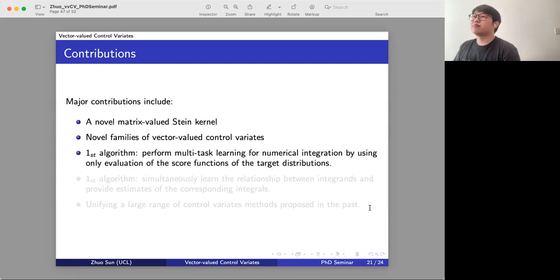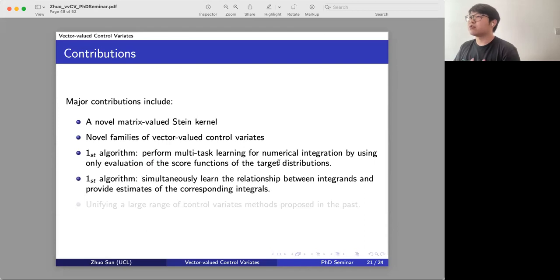It is also the first algorithm to perform multitask learning for numerical integration by using only the evaluation of score functions of the target distribution, and simultaneously learn the relationship between the integrands and provide estimates of the corresponding integrals. As a byproduct, it unifies a large range of control variates proposed in the past.